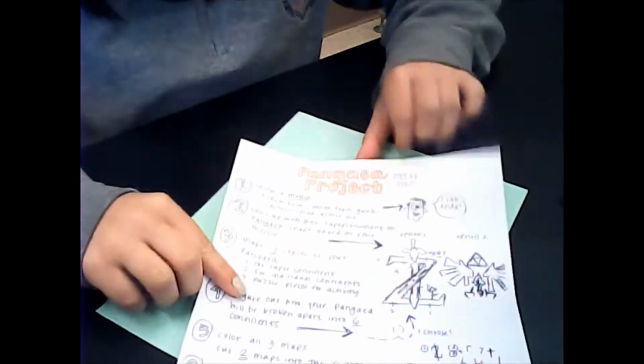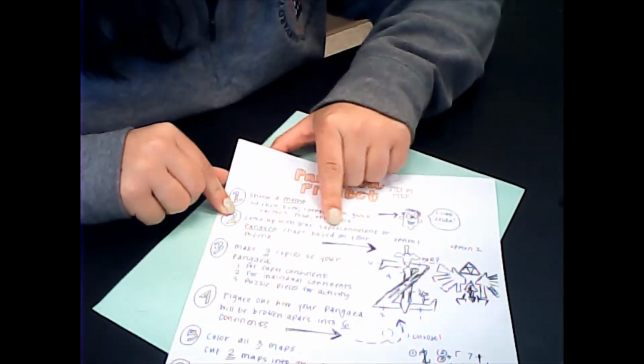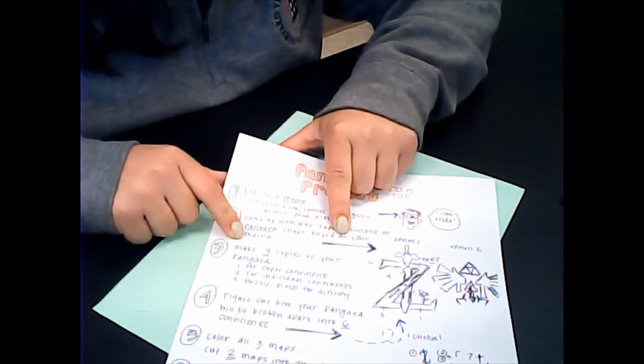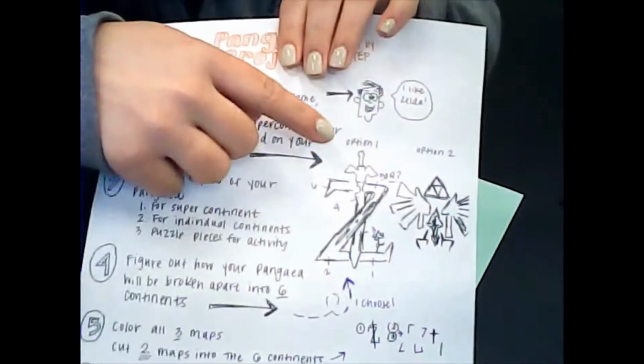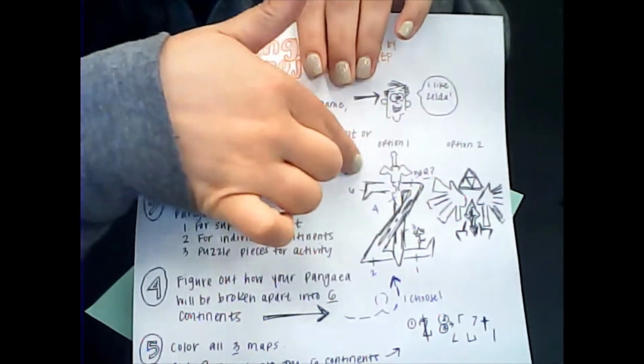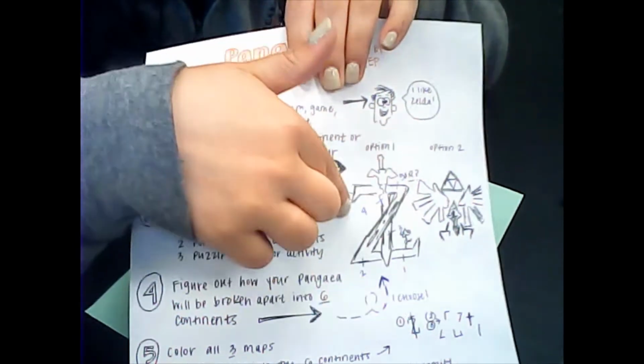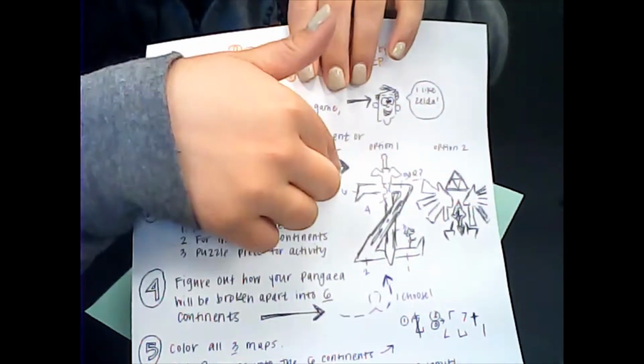So then we are going to come up with number 2. Come up with your supercontinent or Pangaea shape based on your theme. So I'm doing Zelda, so I can choose between the Zelda Breath of the Wild logo, or I could choose like the OG one. I decided to do the Breath of the Wild because that's the one I'm most familiar with.